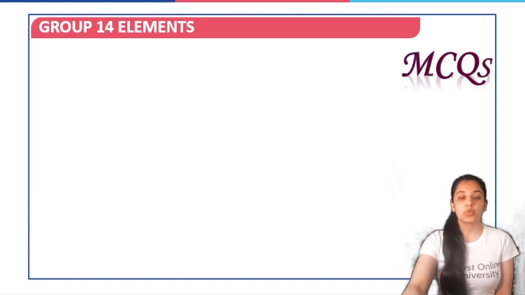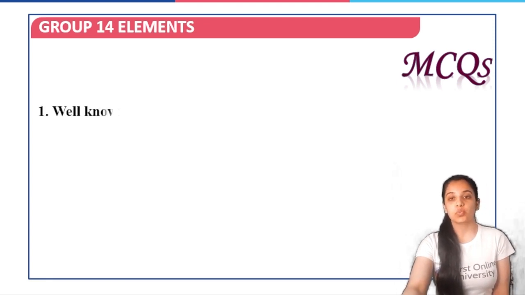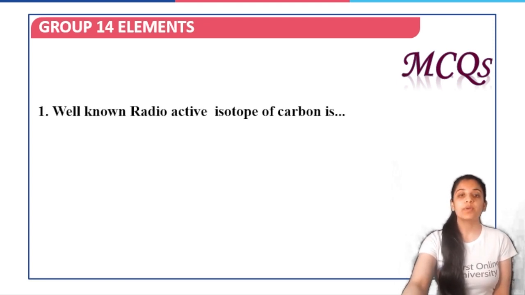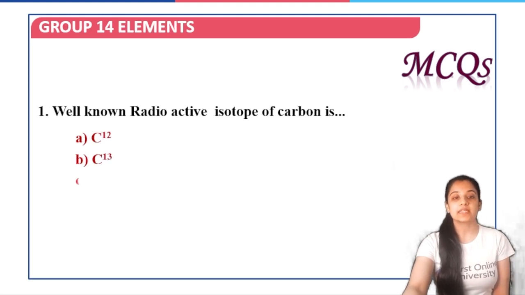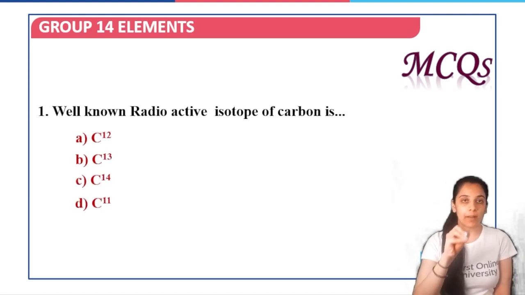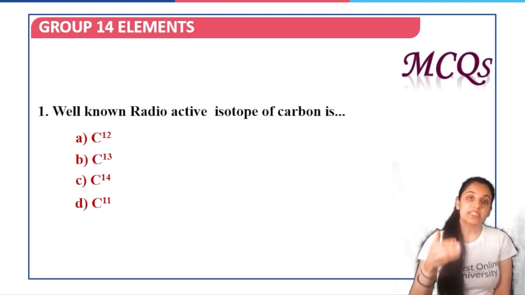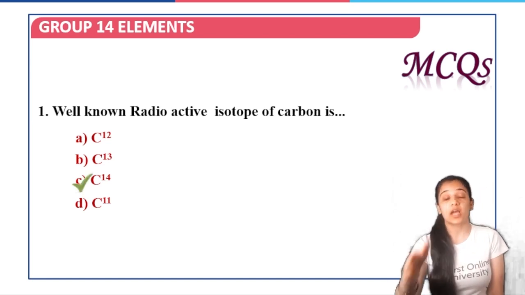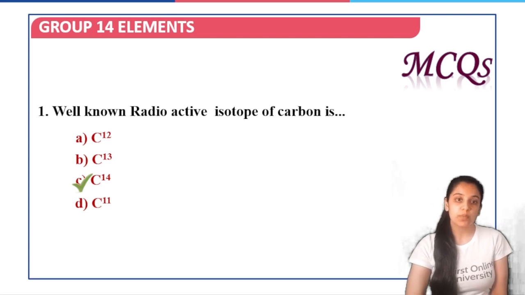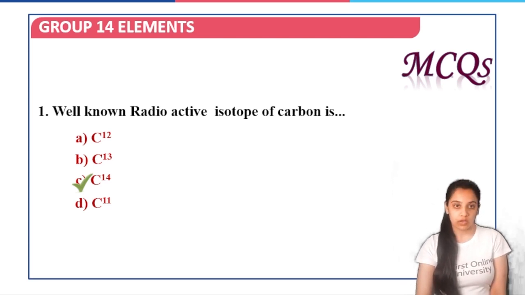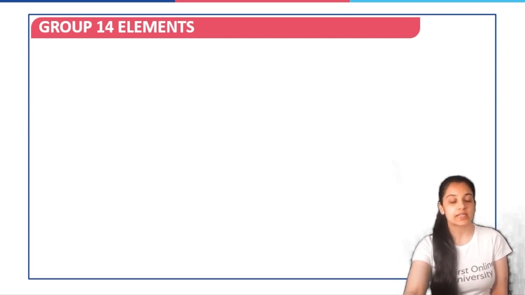Now let's do a few MCQs based on what we have learned. Well-known radioactive isotope of carbon is carbon 12, carbon 13, 14 or 11. See, carbon 12 is the normal carbon that we have. Carbon 13 is stable, and carbon 14 is the radioactive isotope, which is well known. Okay, so option C is the correct answer.